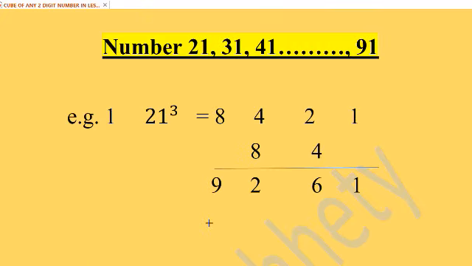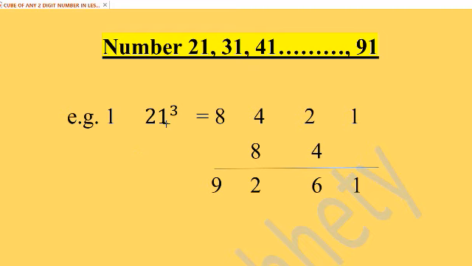Now we'll do the third technique of the day, finding the cube, the shorter version. This technique is applicable for those numbers which end with 1. So for example, 21, 31, 41, we can do any of these questions by this technique. What we need to do, the method that we learned previously, we'll reverse it.